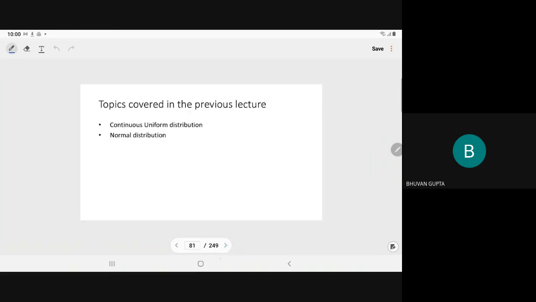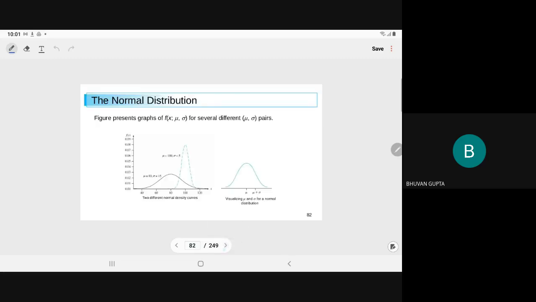So in the previous class, we covered mainly the normal distribution and a little bit about the continuous uniform distribution. In continuation of that, in the normal distribution, you have seen that for different values of mu and sigma, we have different shapes. Here we have seen various combinations of mu and sigma.